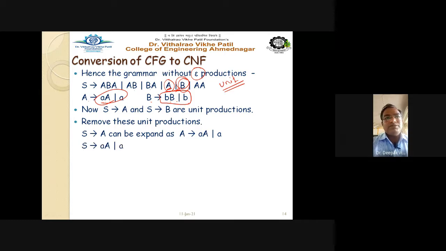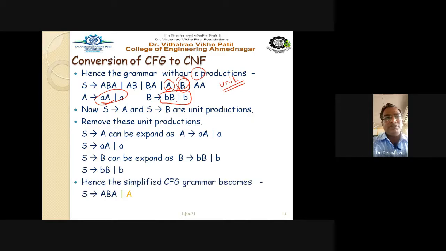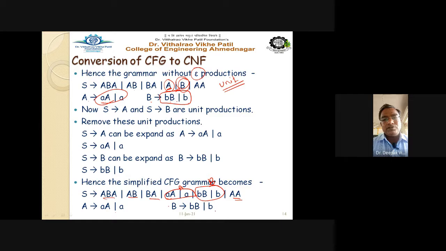Hence the grammar becomes S gives ABA as it is, AB, BA. Now this A is nothing but your capital A, it is replaced here, and BB and B, this is nothing but your capital B. These two unit productions are removed by their definitions, and capital A as it is, and finally A gives AA and small a, capital B gives BB and small b. So this is your simplified grammar.